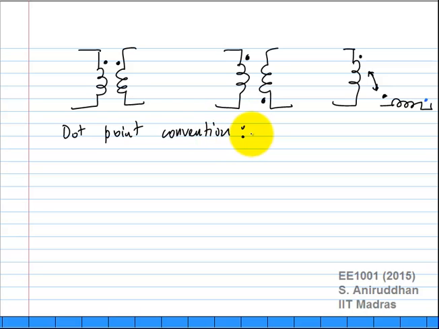Okay, so the dot point convention says, this is just a symbol, remember? This is just a symbol to tell you whether M is positive or negative. The convention for the dot point is that when you have currents entering both dot points, such a situation will produce additive fluxes. In other words, the mutual inductance is positive.